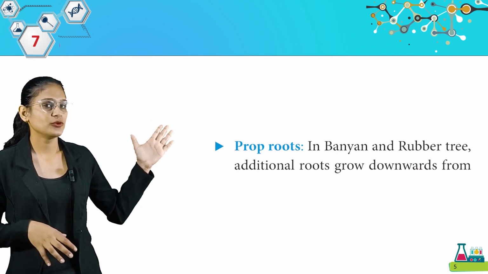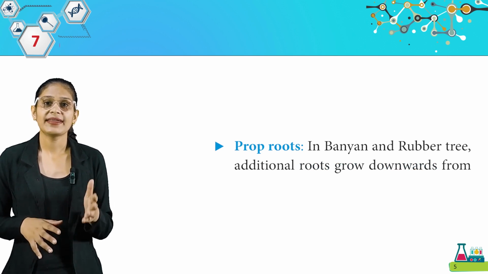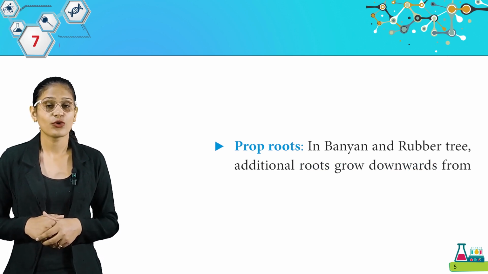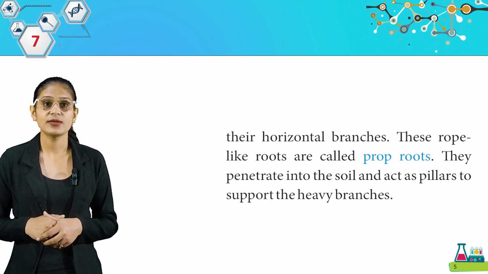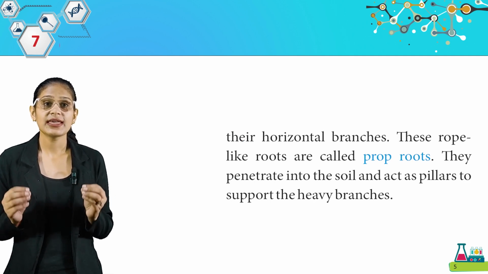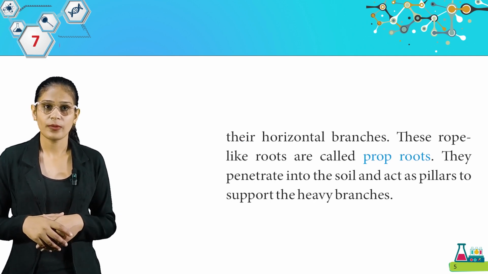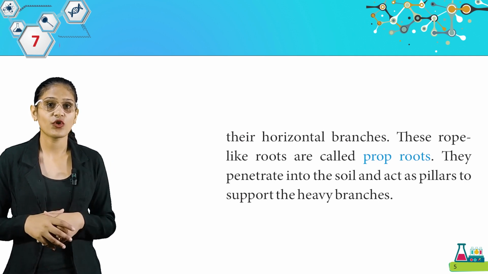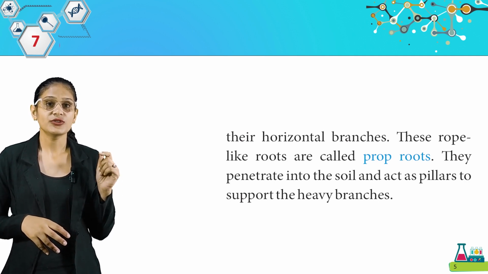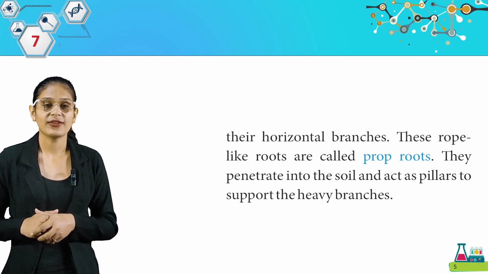Now we have prop roots. In banyan and rubber tree, additional roots grow downwards from their horizontal branches. These rope-like roots are called prop roots. They penetrate into the soil and act as a pillar to support the heavy branches.